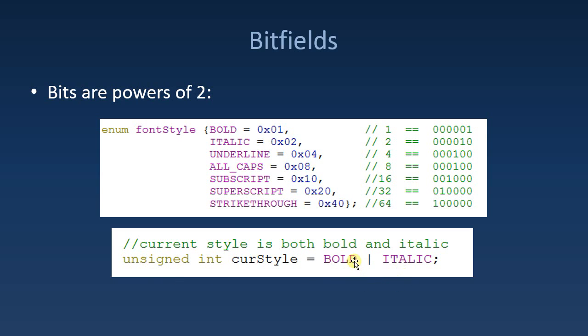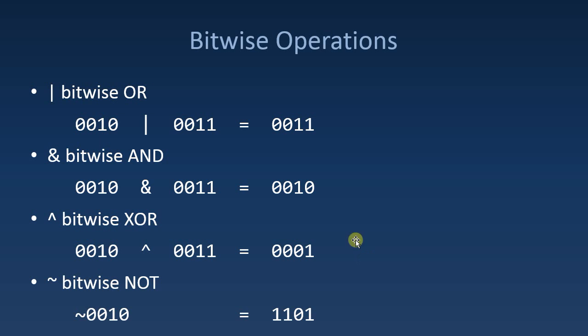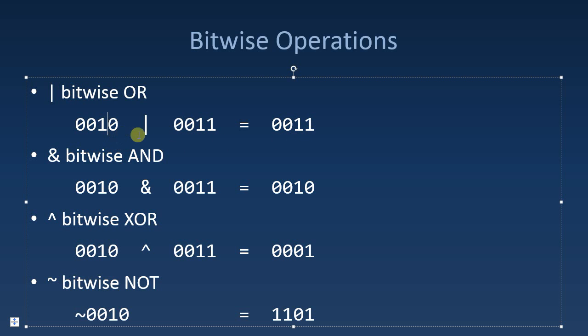But we won't add things like bold and italic. Instead, we'll combine them using this operator. So this operator is the bitwise OR. It says, look at the two numbers and go bit by bit, and if either one has a 1, keep the 1. So 1 and 0 is a 1. 1 and 1, that makes 1.